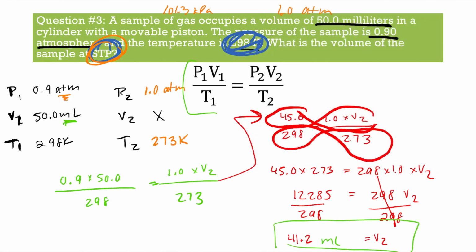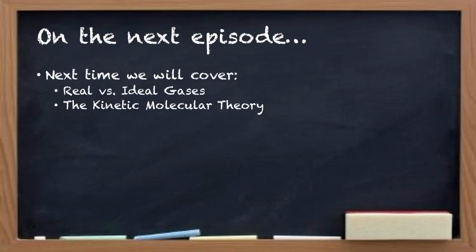And our unit should be milliliters. So again, we're starting in milliliters for volume. We should end in milliliters. Again, you need to stay consistent with your units across the board. The only time you'll ever change a unit is if you're given Celsius and you have to convert to Kelvin. That's it. So that's it for all the gas law equations and math.